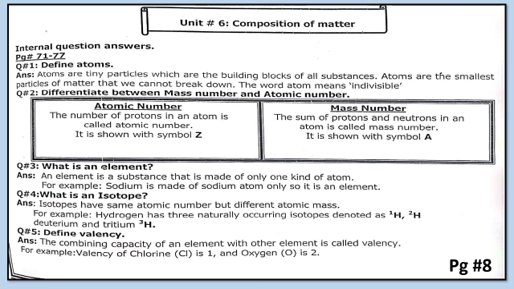An element is a substance that is made up of only one kind of atom. Elements are those substances that are made of one kind of atom. For example, sodium is made up of sodium atom only, so it is an element. Question number 4 is what is an isotopes? Isotopes have same atomic number but different mass number.